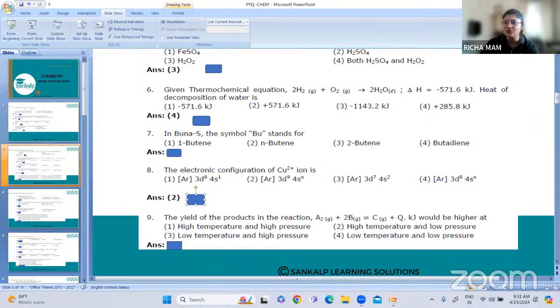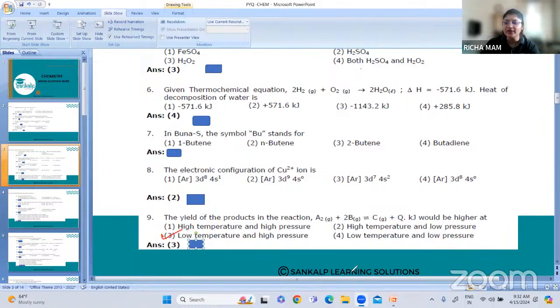Vidya has answered it as 2. So the condition is it should be higher at low temperature and high pressure. So option number 3 is the answer. The yield of the products in the reaction A2 plus 2B giving you C plus Q would be higher when you have low temperature and high pressure.